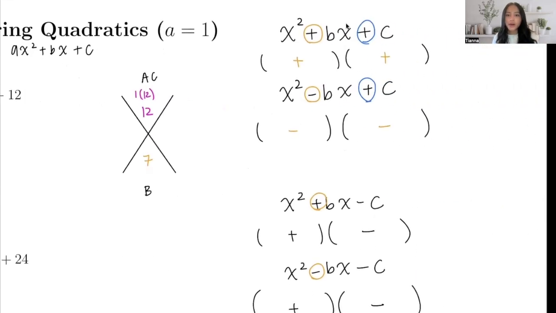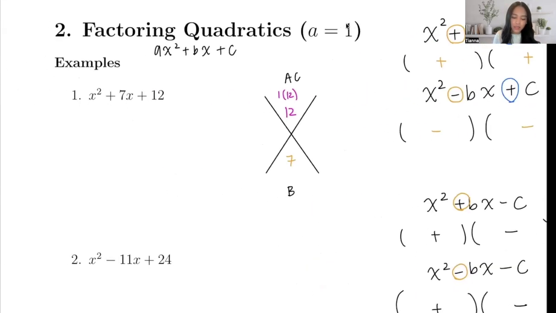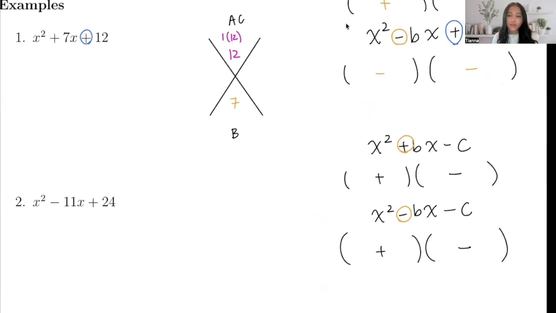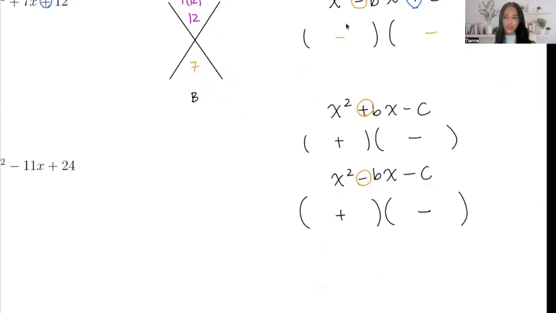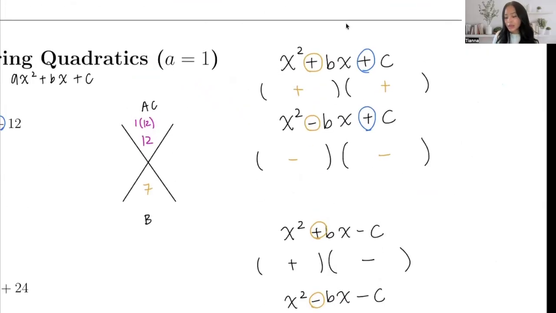So remember when you have a case where C is positive here, that tells you that you are going to be adding your factors. When you have a case where C is negative, that tells you you're going to be subtracting your factors. So that's really the primary reason that we would want to know this pattern or familiarize ourselves with this type of pattern.